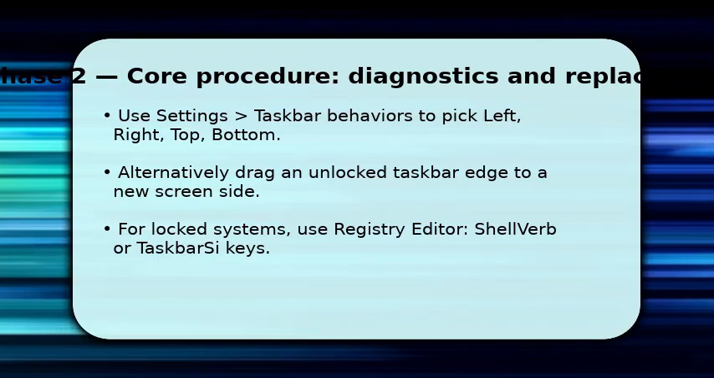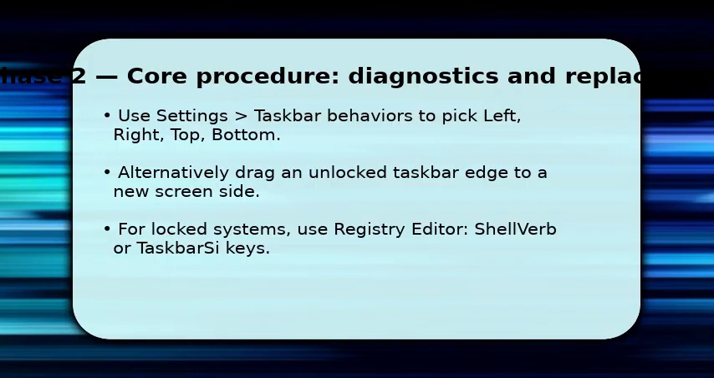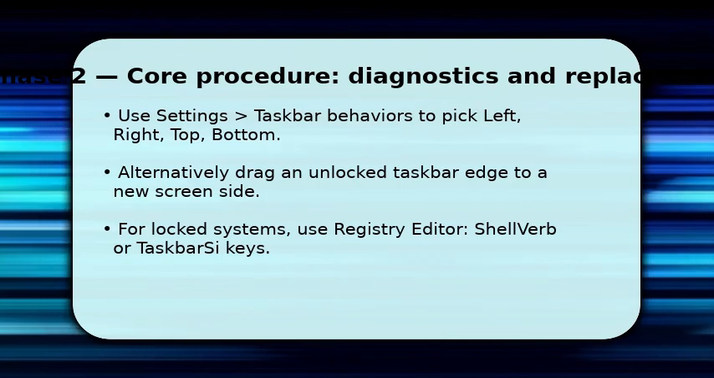For systems that block moves, carefully edit the registry keys controlling taskbar position, then sign out and sign in. Make sure to export the registry key first, because that backup lets you restore if something goes wrong.